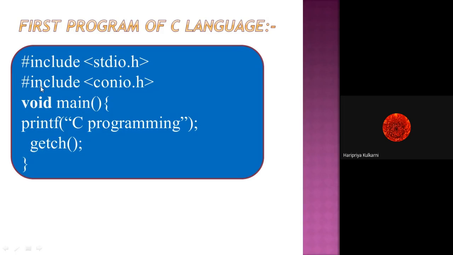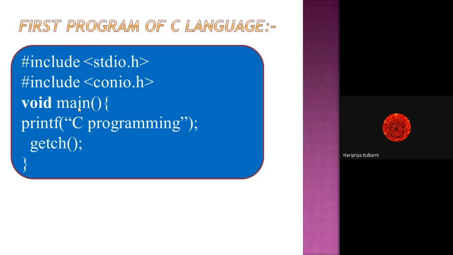Now the next statement, again we are trying to add one of the header files, which is hash include conio.h. conio stands for consolidated input output. There are some different functions inside conio, and we are interested in using some functions from standard IO and some functions from conio. Therefore we need to include them in our program. Then void main.